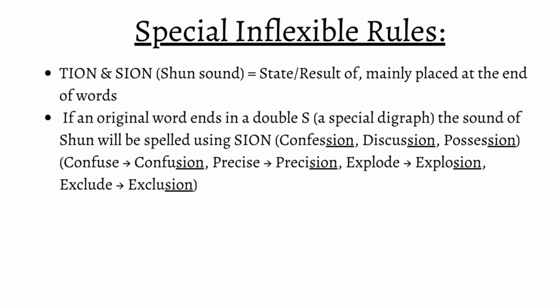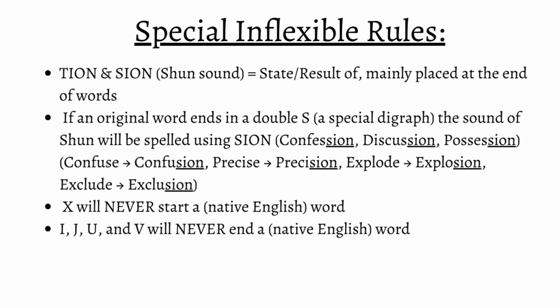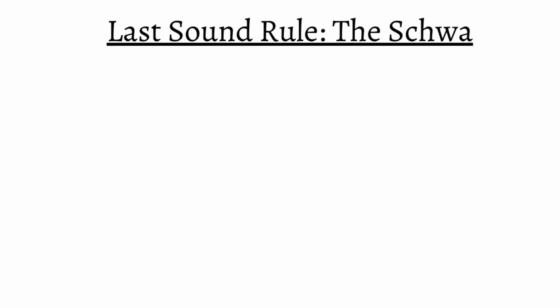The last two basic rules in the English alphabet are that X will never start a word and that I, J, U, and V will never end a word, unless they're not English native words. Finally, there is the last sounding rule in the English alphabet, which is unknown to many learners, and that is the schwa. Because English has a lot of stressed words, it combines other words that are not stressed to maintain a balance. For the same reason, words of more than one syllable have both stressed and unstressed syllables.